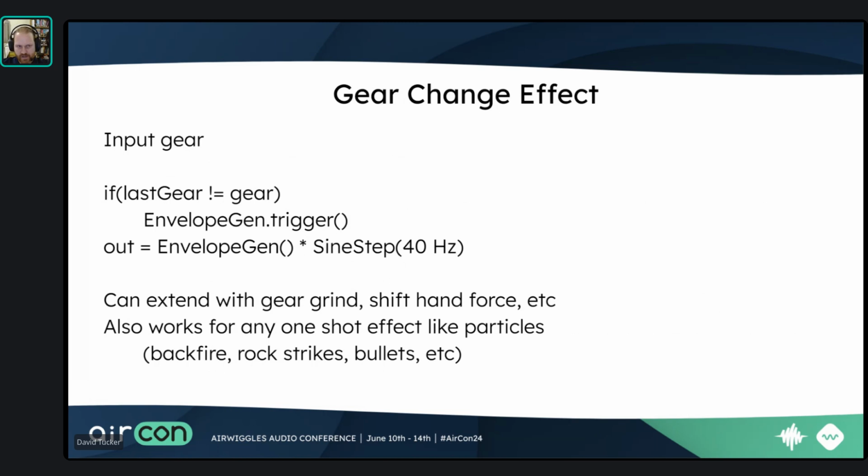We're not turning effects on and off. The effects are always running. We never turn them off. We're just turning their volumes on and off through the envelope generator in this case. That's something as a programmer I had to get my head around, that everything runs all the time. I'm sure as audio people, you all know that already.